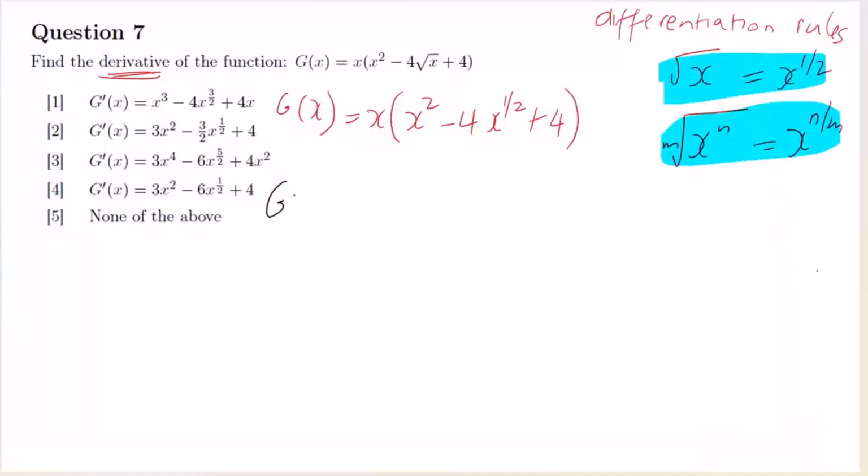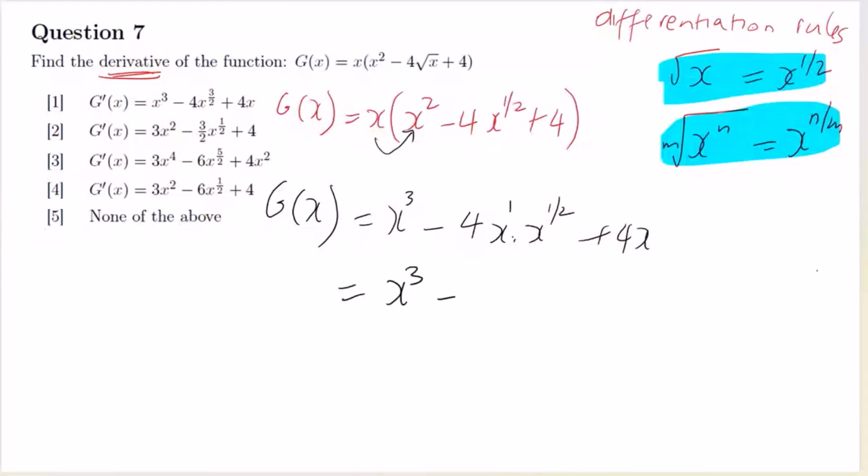So we've got g of x. We can open up the brackets. This is going to be x to the power 3 minus 4x multiplied by x to the power half plus 4x. So this thing also gives us something to work with: exponential laws. So this is x cubed, minus 1 plus half is 3 over 2.